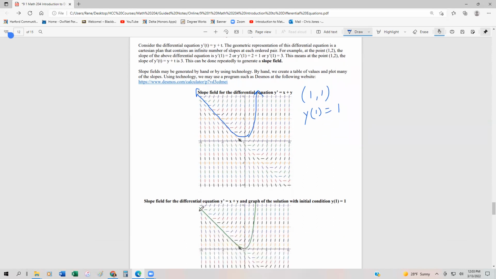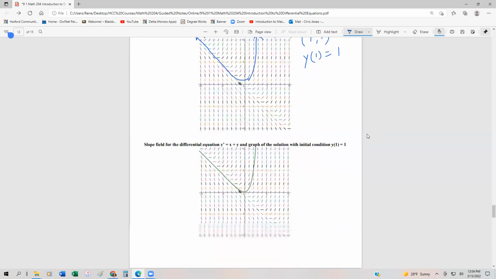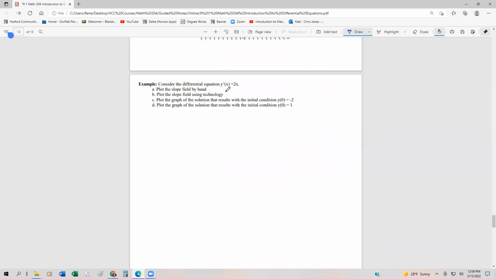Of course, technology makes it look a lot better, but this isn't far off just by doing it by hand. You basically just follow where the hash marks go. So let's take a look at a couple examples of this. Let's have a really basic differential equation, y prime of x is equal to 2x. Let's plot the slope field by hand, which is going to be pretty taxing. Then we're going to plot the slope field using technology, which is going to be really easy. And then we're going to try to graph the solutions to this.